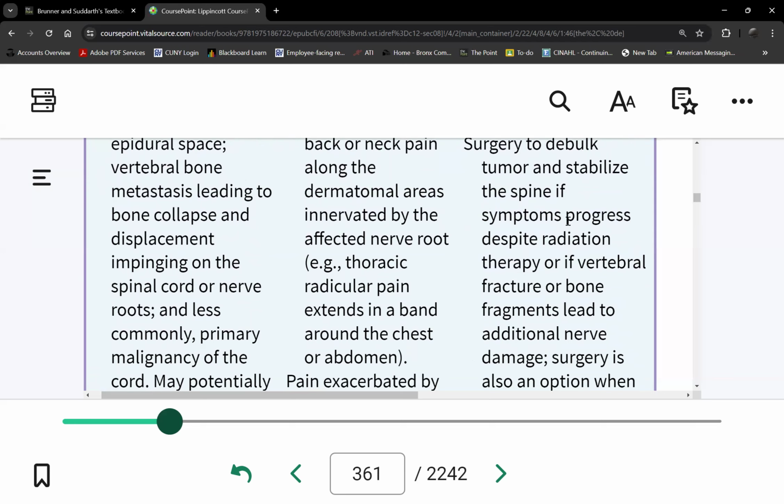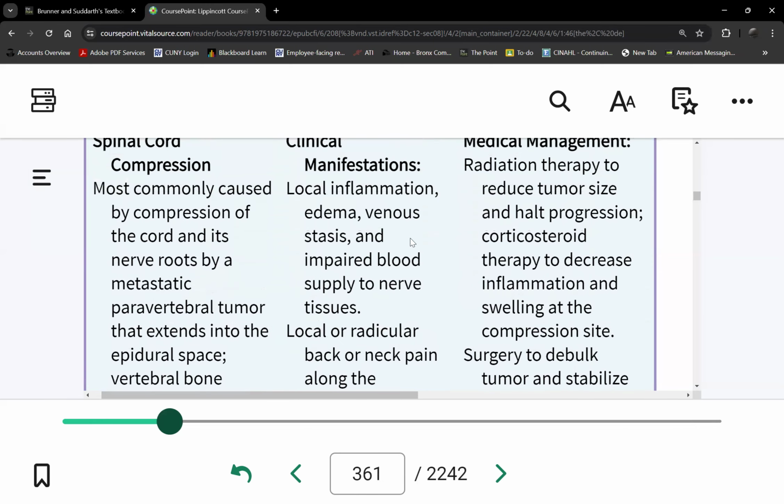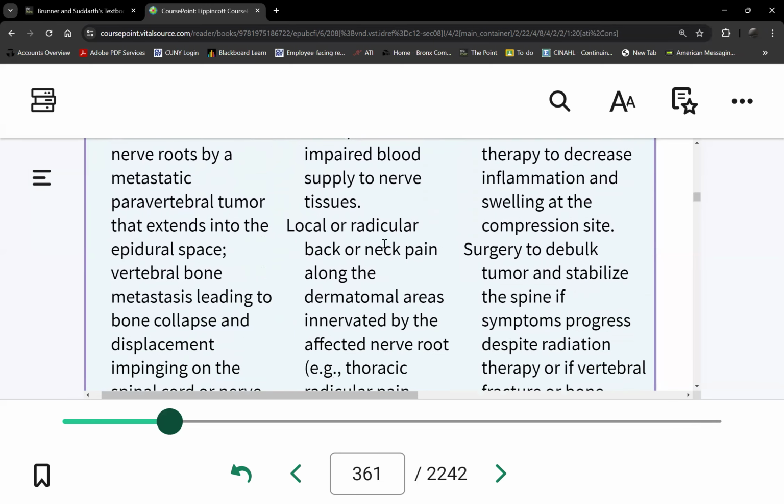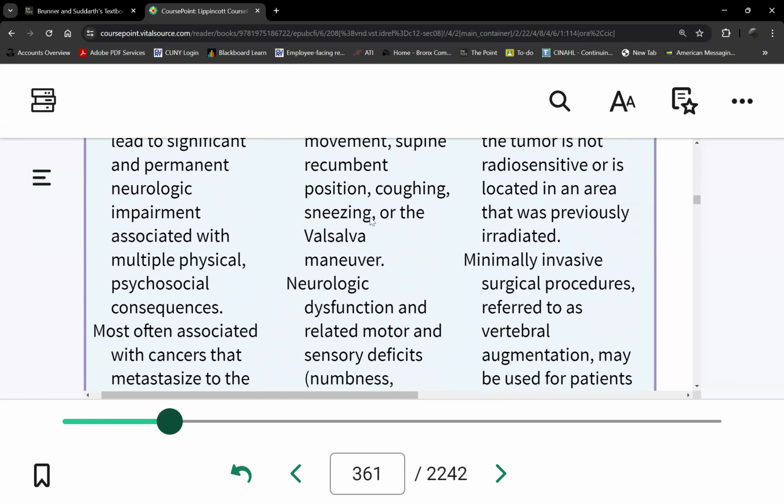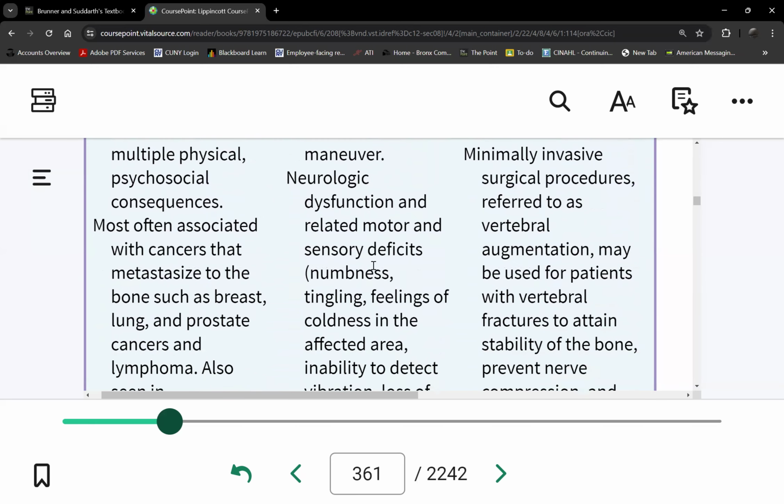There's just a short-term temporary fix until the patient, of course, completes treatment with chemo and radiation to get rid of the metastatic tumor. But manifestations are just listed here. So again, there is radicular pain and there is also sensory motor loss. Okay, so either partial or complete paralysis below the level of the spinal cord involved.